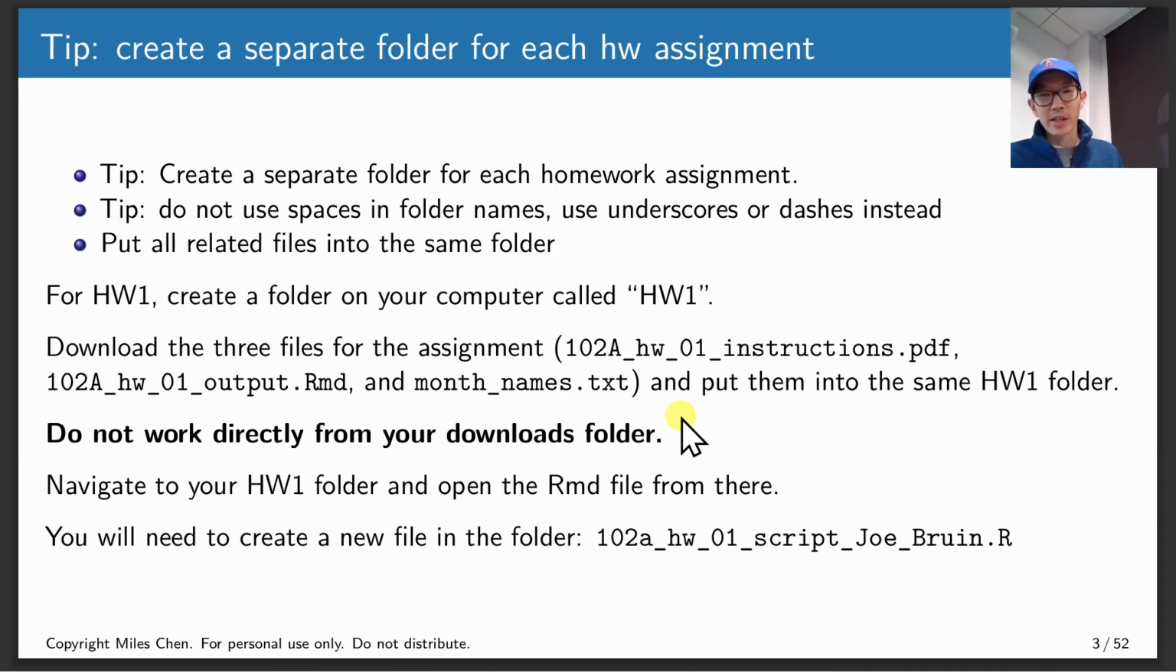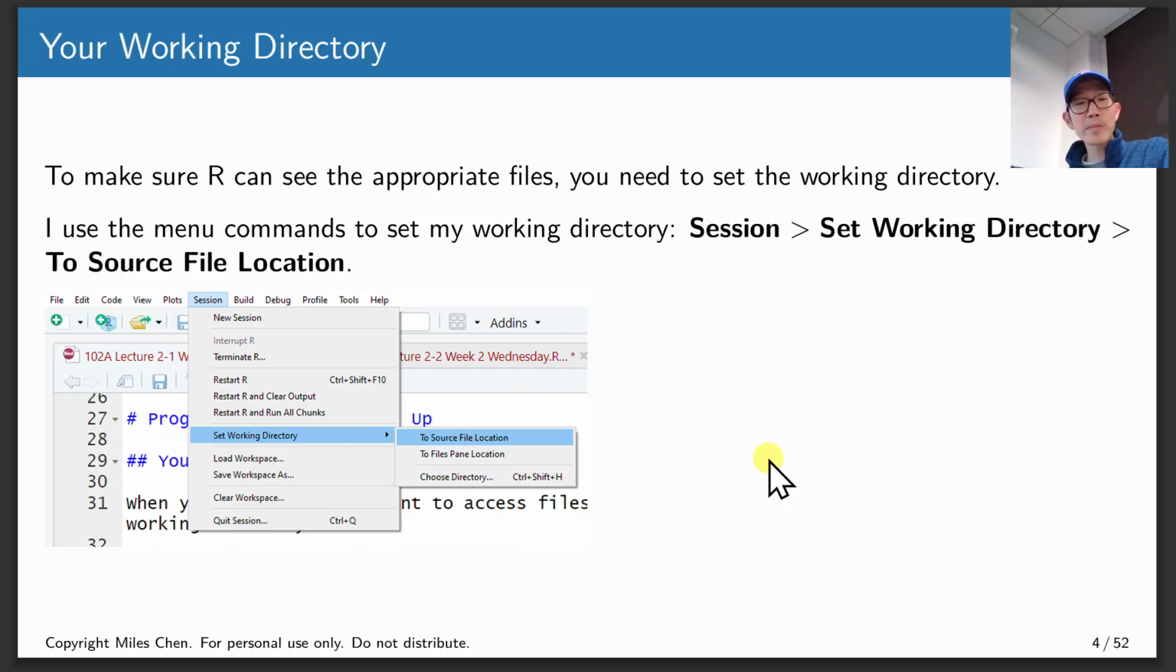All right. So, as far as this first homework assignment goes, you'll want to download the instructions, and it's important that you have both of these files, the monthnames.txt and the homework output.rmd file, in the same folder. Just because when you open up the homework 1 output file, and that's the file that you're going to be working on, it's going to look for monthnames.txt, and it's expecting to find it in the same folder. So make sure it's in there, okay?